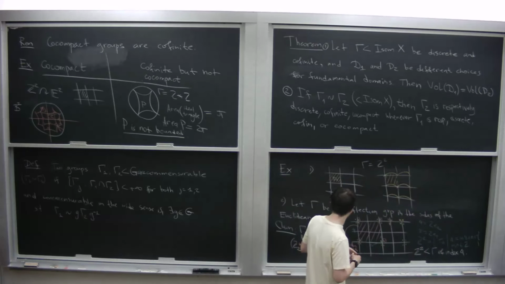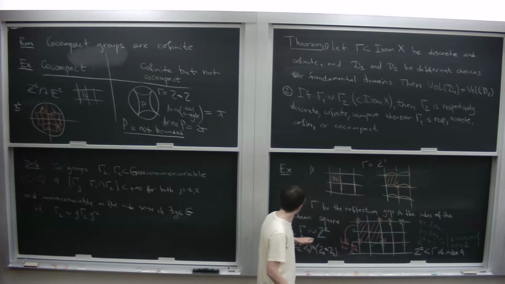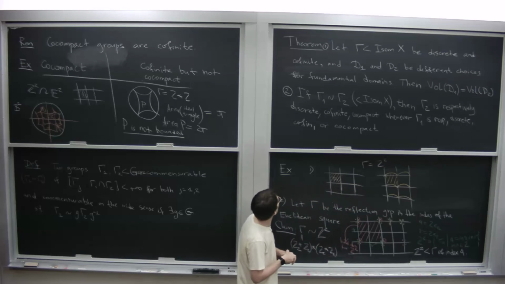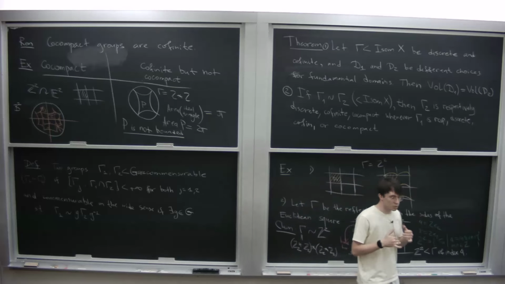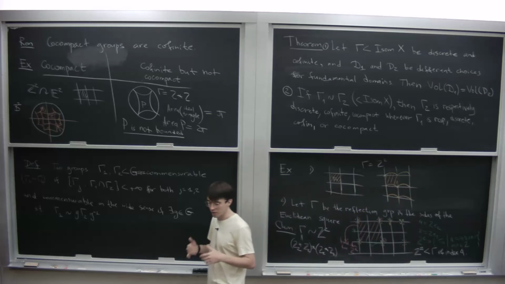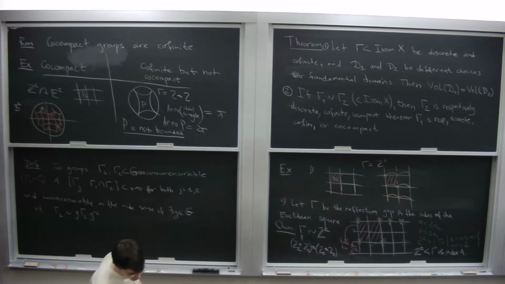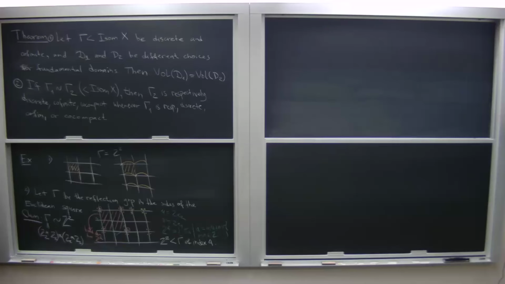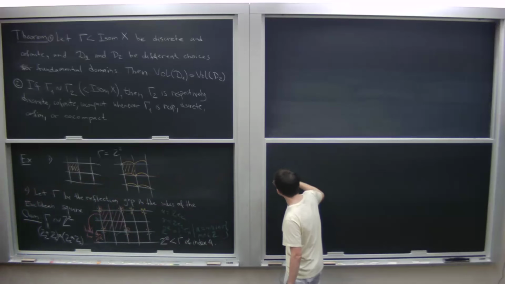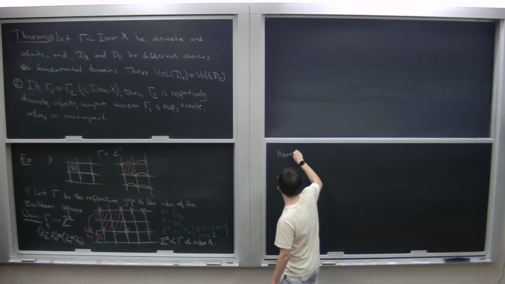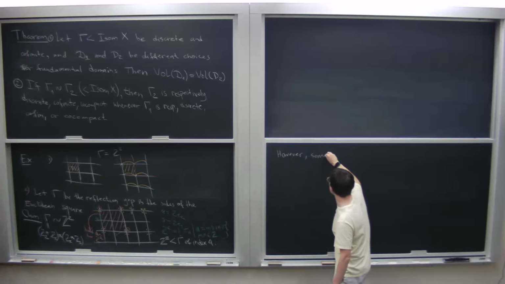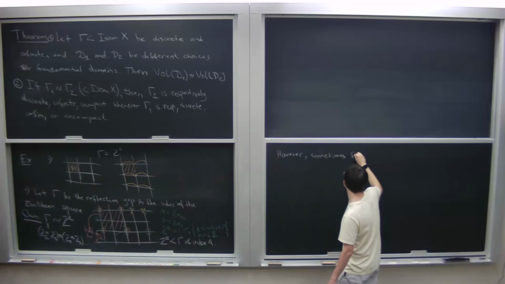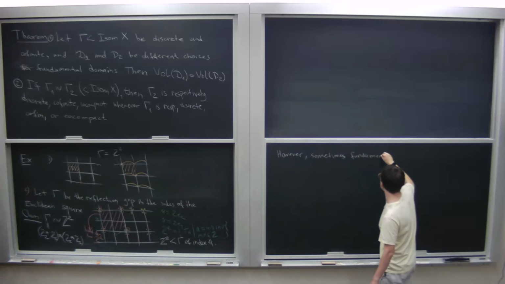Okay, so this is for reflection. This is the example with reflection groups. As I said, the fundamental domains of discrete groups are not uniquely determined, but in some cases they are. Let me switch to the right board. Okay, however, sometimes fundamental domains are quite rigid.